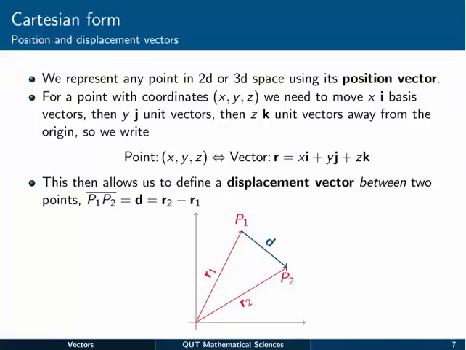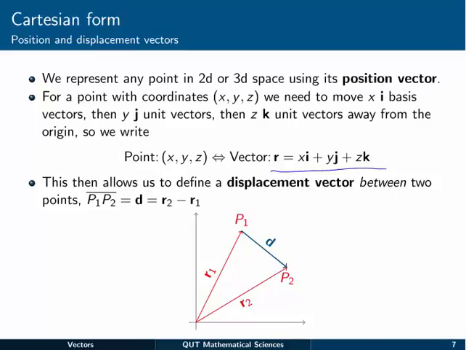We've already been talking about the idea of a position vector. That is, a vector which represents any point in space. We've been mainly looking at 2D and 3D space. So generally we can say that for a point in space with coordinates, say x, y, z, we need to move x, i basis vectors along, then y, j unit vectors, and finally z, k unit vectors. All of this away from the origin.